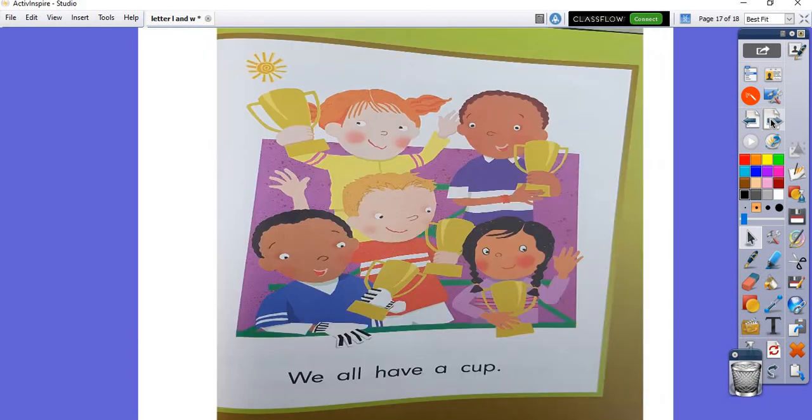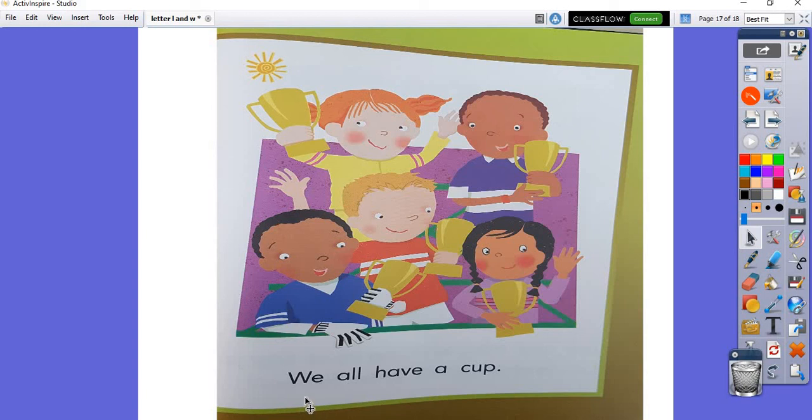Now let's see what we have next. Wow. What can you see in this picture? In this picture, they all won a cup. Yes, they all have cups with them. When we have sports, when we come first, when we win the match, then they will give us the cup.